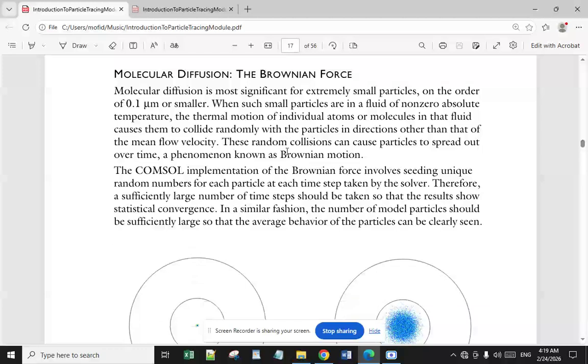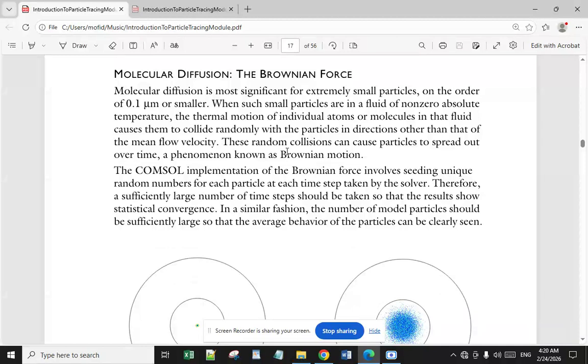Molecular diffusion, the Brownian force. Molecular diffusion is most significant for extremely small particles on the order of 0.1 micrometer or smaller. When such small particles are in a fluid of non-zero absolute temperature, the thermal motion of individual atoms or molecules in that fluid causes them to collide randomly with the particles in directions other than that of the mean flow velocity. These random collisions can cause particles to speed up over time, a phenomenon known as Brownian motion.